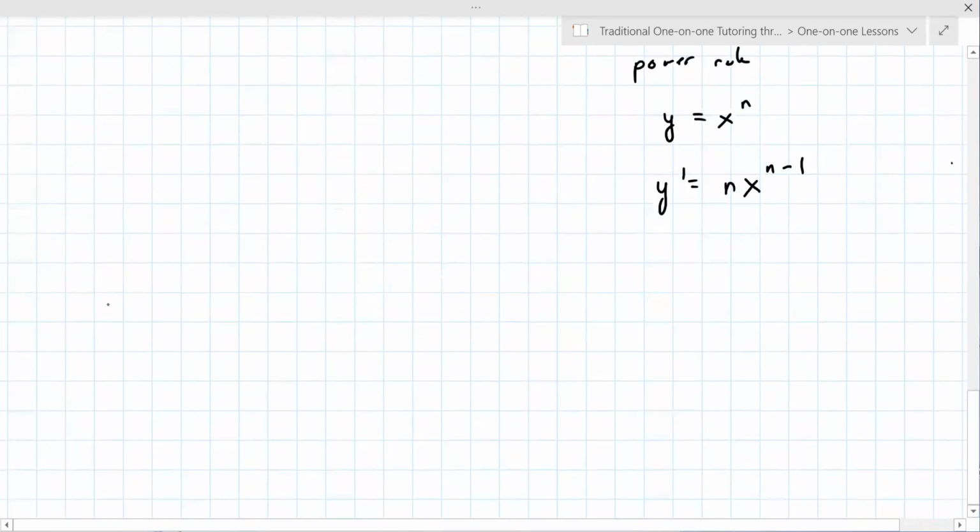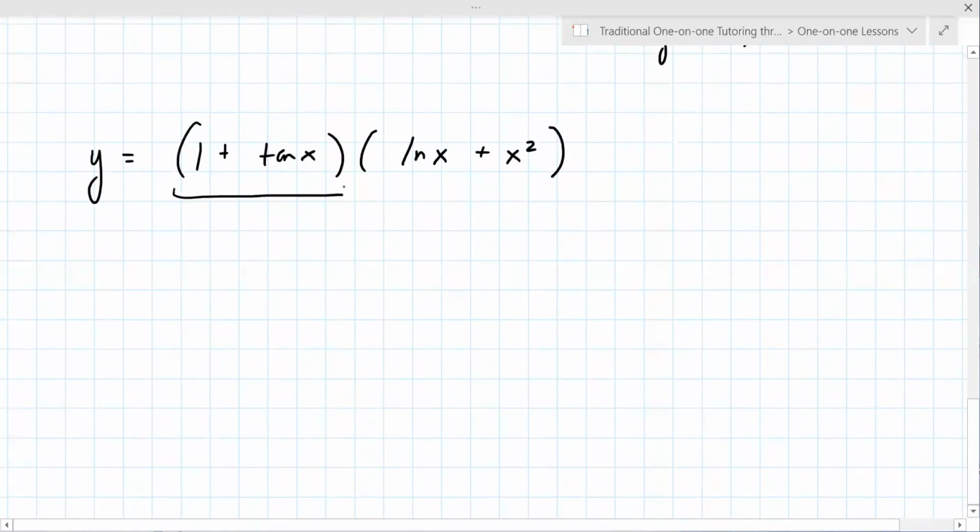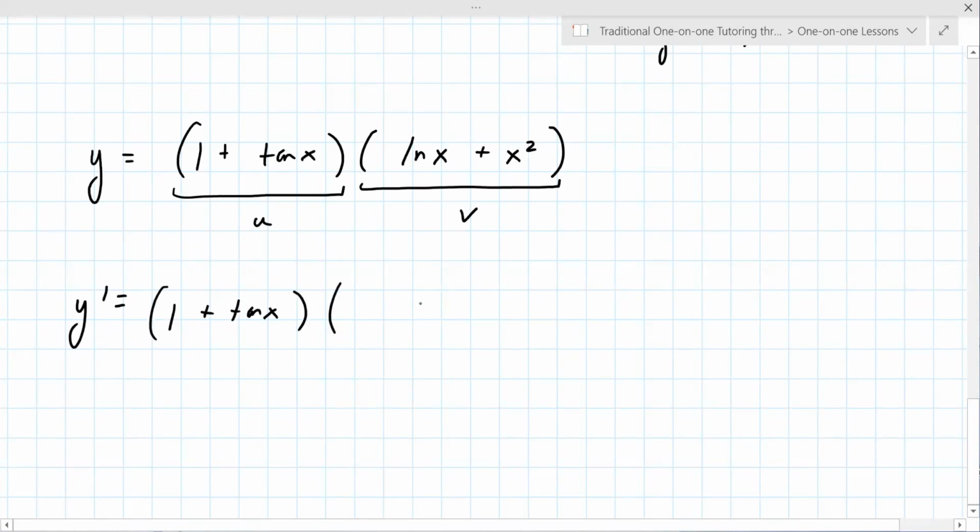Okay, let's do a couple more here. Let's say y equals 1 plus tangent x times, let's say, natural log of x plus x squared. So again, this whole thing is your u, and this whole thing is your v. Y prime equals 1 plus tan x. Keep it, then 1 over x plus 2x. Okay, plus the derivative of the first part.